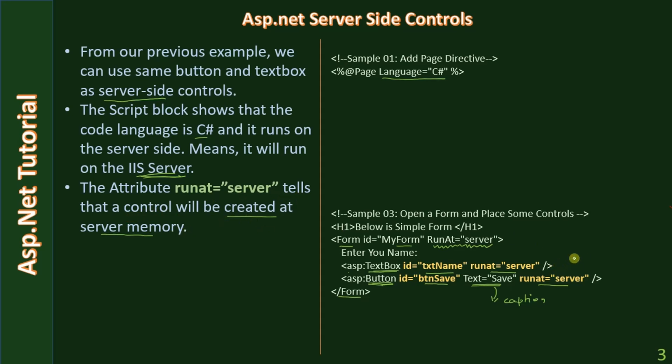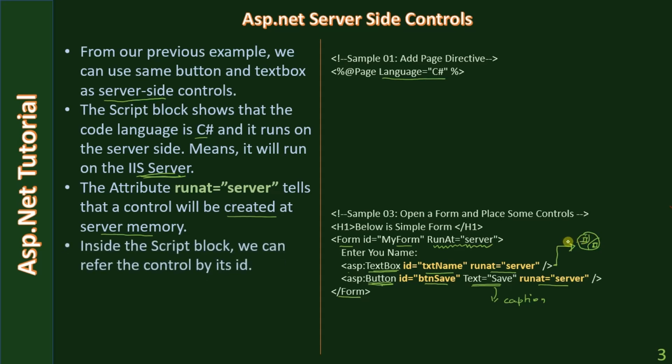So when the request goes to the server, server knows that there is an asp:TextBox, so it will create a text box in server memory. We can say IIS memory. That will be a text box, right? Similarly, for the next control, it will create a button. So both are created in the server memory.